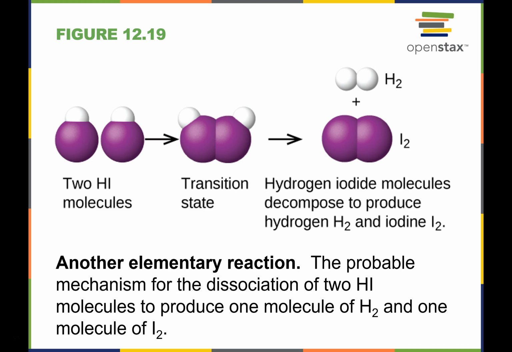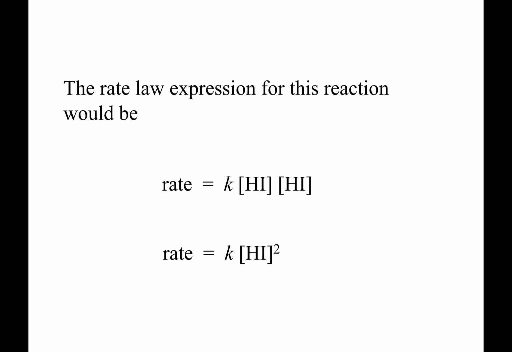Okay, here's the transition state, and it's actually the molecule HI that is going to decompose to form molecular hydrogen and molecular iodine. This is an example of another elementary reaction, which means it only occurs in one elementary step. Since it only occurs in one elementary step, this is an elementary step, and we can use molecularity.